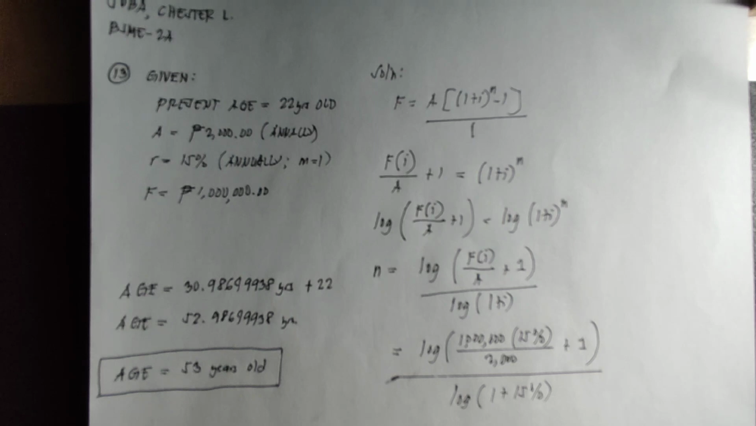So to calculate all that, the age is equal to 30.98649938 years. Then we will add the present age. Then we will get 52.98649938 years, or simply 53 years old. So she will be 53 years old when she gets the 1 million pesos.